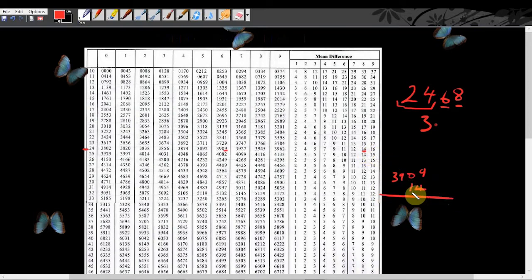So add what they are. 9 plus this 4 will give us 13. You write 3. Carry 1. Then put it to this one. You are having now 2 here. Bring down this 9. Bring down 3. This is what you are now going to write here: 3, 9, 2, 3. This is how the logarithm of this number came about.